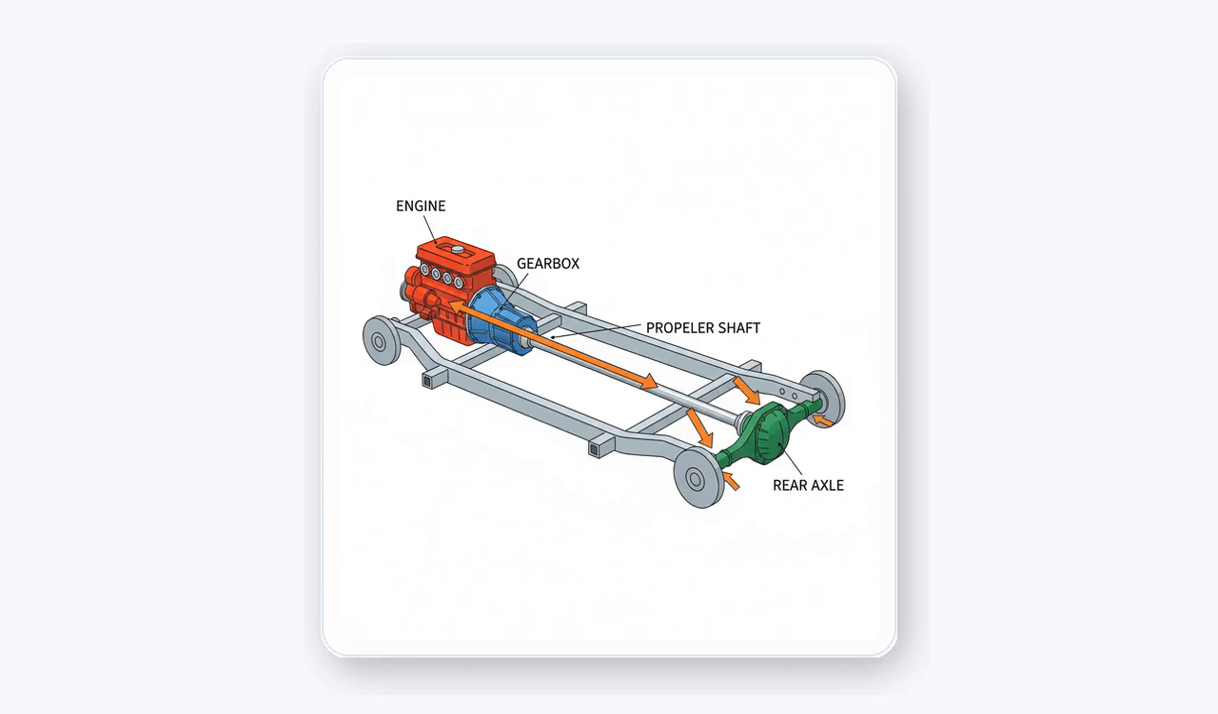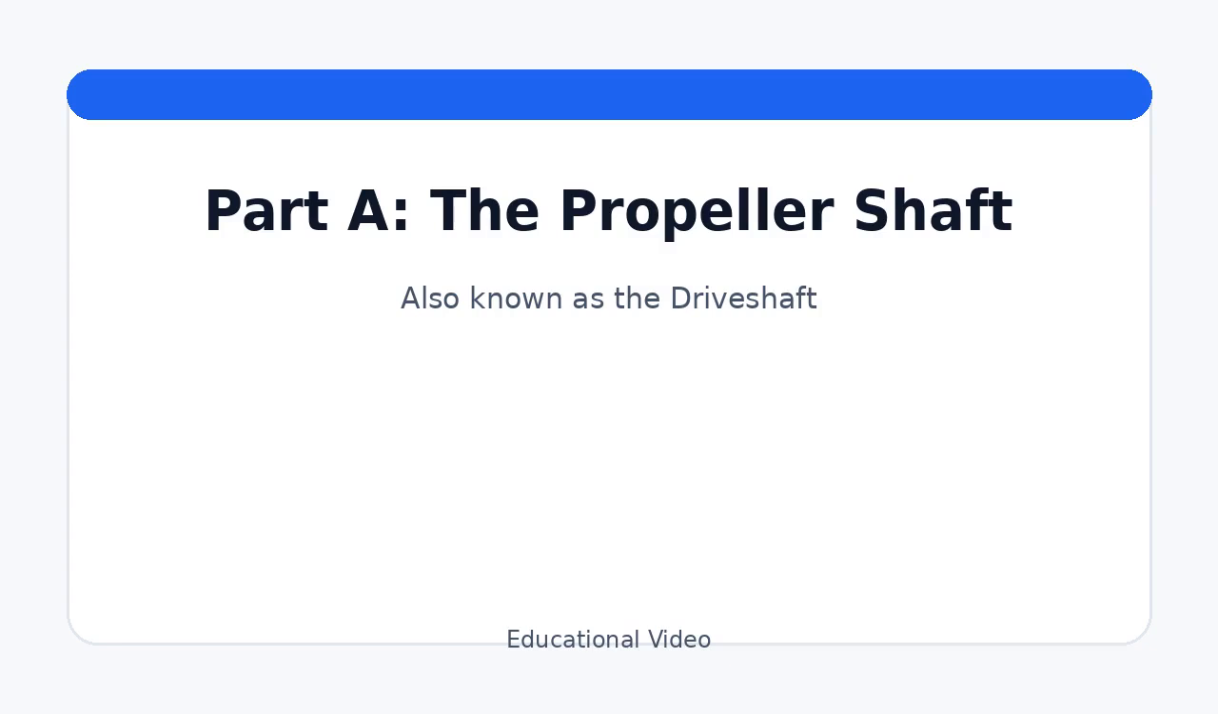The transmission system transfers power from the engine to the wheels. After the gearbox, the propeller shaft and rear axle assembly take over to deliver that power to the road. Let's begin with the propeller shaft, the long spinning rod you see under many cars, trucks, and buses.